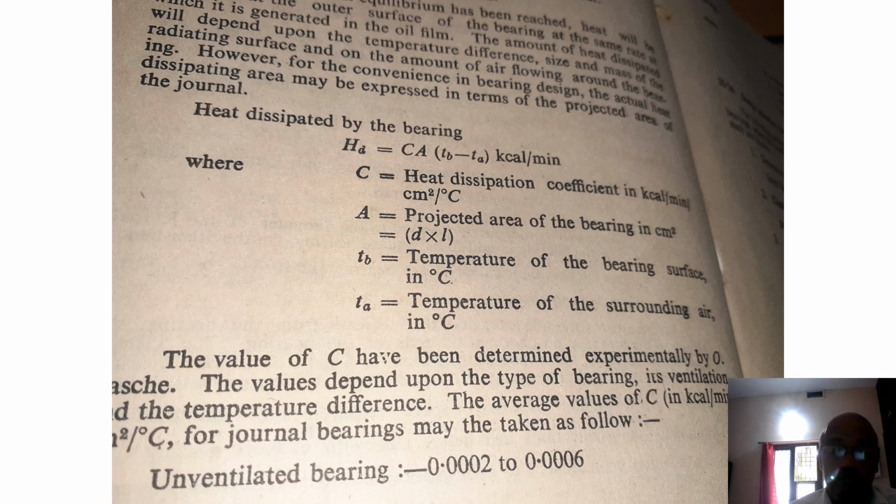Now, C value, during several experimental relations, a lot of values are mentioned. One value, for example, unventilated bearing, 0.002 to 0.006 is mentioned. You need not learn this value by heart. All these data are available in the data book. Unless otherwise mentioned in the university questions, they will mention the value of C.